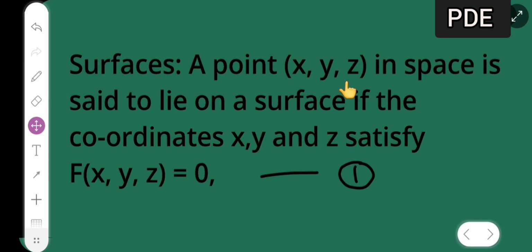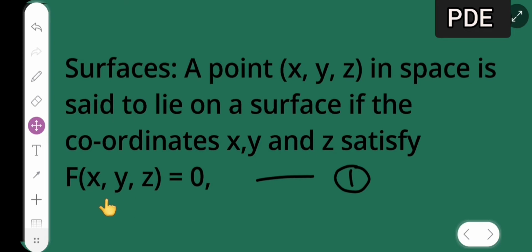A point x, y, z in space is said to lie on a surface if the coordinates x, y and z satisfy this equation, and I have considered this equation to be equation 1. This is f of x comma y comma z, and where f is a continuous differentiable function.